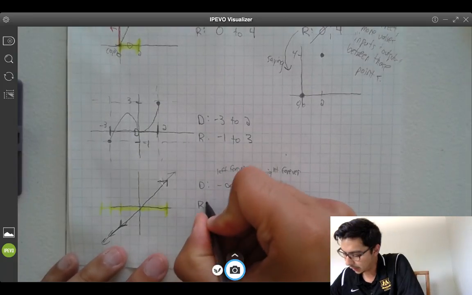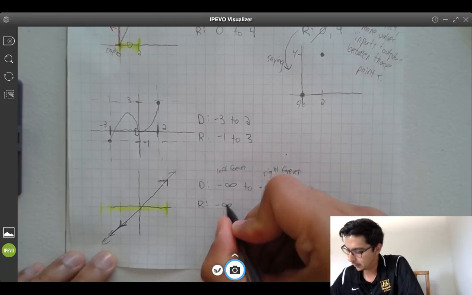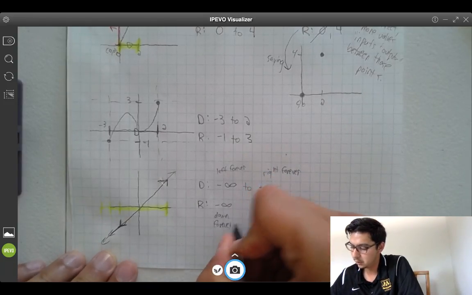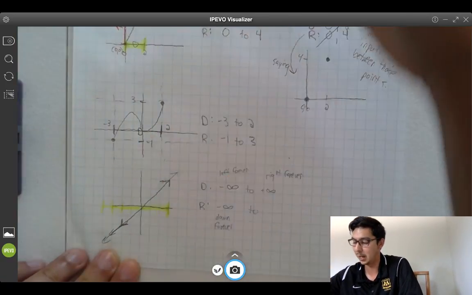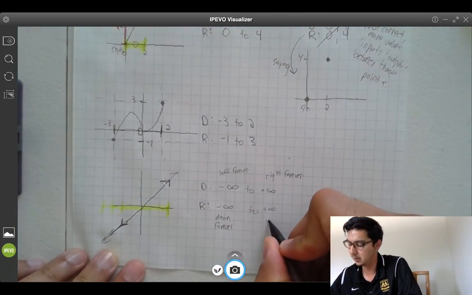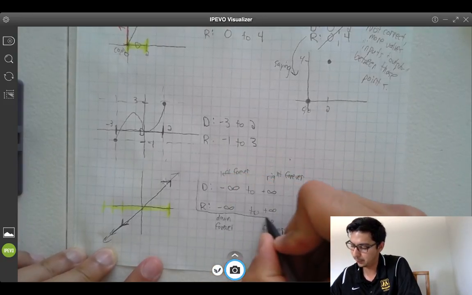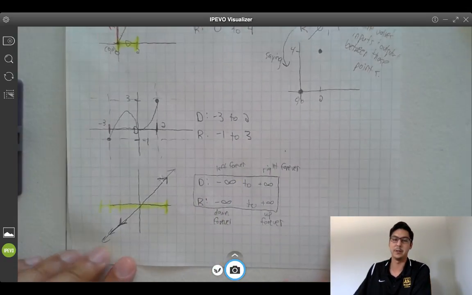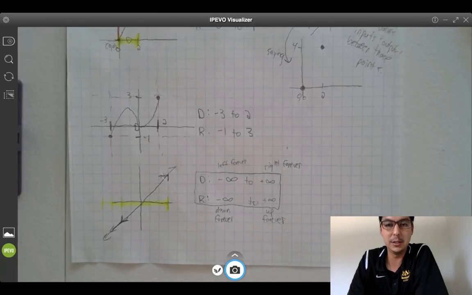As for your range, how far down does it go? Well, it's going down forever. So -infinity because it's going down forever. And how high up does it go? Well, it's going to keep rising, so it's going to go to +infinity. In other words, up forever. So there's your answer there from -infinity to +infinity for the domain and negative infinity to positive infinity for the range. Okay. So that one's kind of a tricky one that you might see.